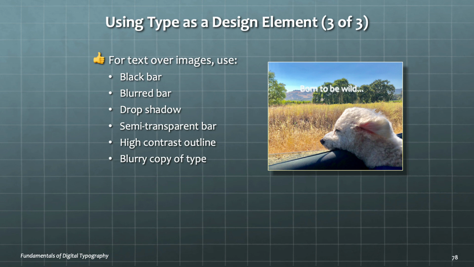Finally, a blurred ghost copy of the text behind the original. Again, this is not a good option because there's not enough contrast. As in the last example, a different color type might help.